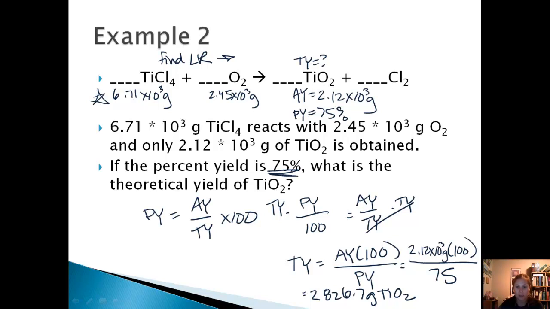So 2,800 grams. You could also write it in scientific notation. Keep in mind that the theoretical yield should always be bigger than the actual yield. If it's not, then something happened. There's no way to get more mass than what is theoretically determined. So if you do end up with a larger actual yield, then go back and check your calculations.